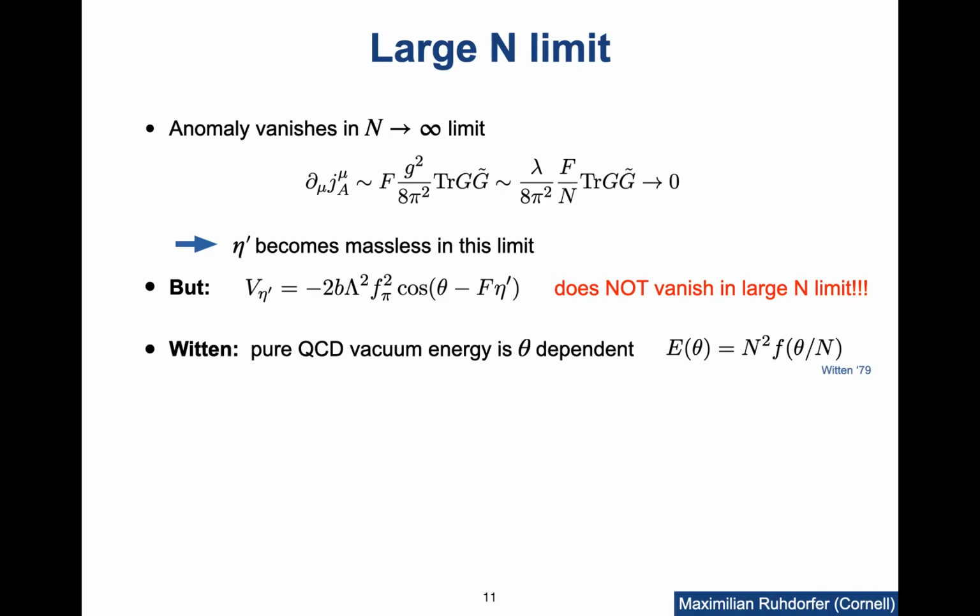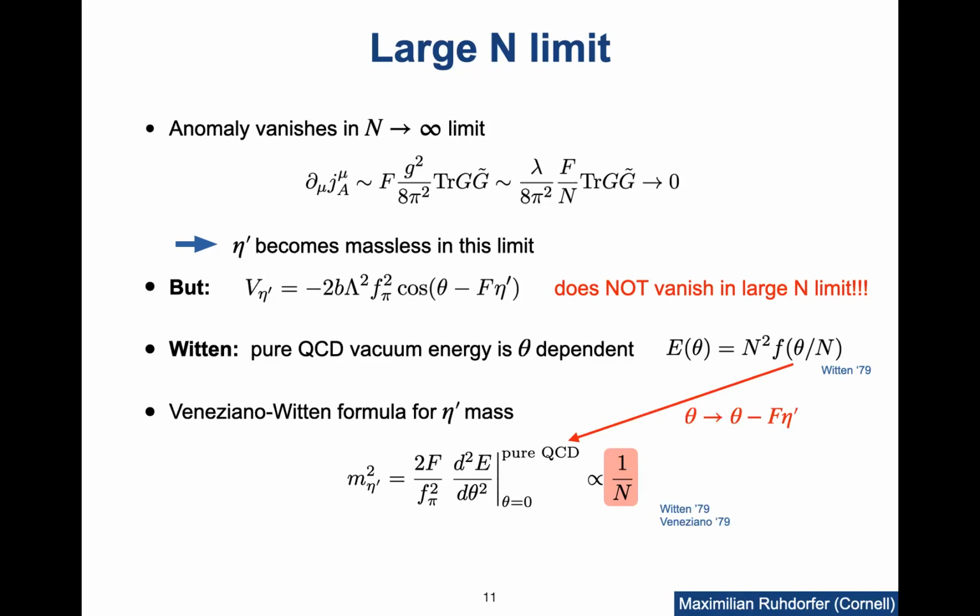Then back to what we had earlier, we would like to know how the mass of eta prime vanishes in the large N limit. And for this, we can go back to what Witten wrote down in the 70s. He said that the vacuum energy is a function of theta over N. This is in pure QCD, but if we assume that in large N the addition of, for example, just one flavor is only a small perturbation, then you can easily find the Veneziano-Witten formula. So you can just make a replacement that we made before. You can replace theta by this invariant combination, theta minus F eta prime. And then the eta prime mass is just proportional to the topological susceptibility. And if you add the right factors of F and F pi, you see that the eta prime mass squared is proportional to 1 over N, 1 over the number of colors.